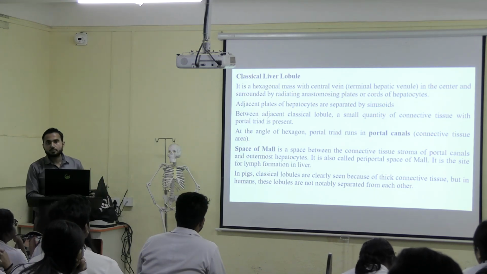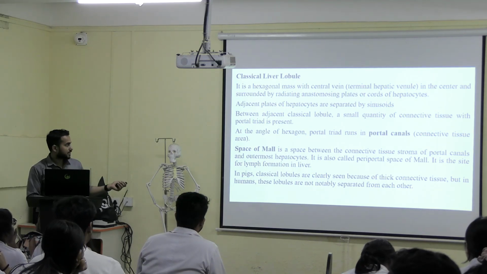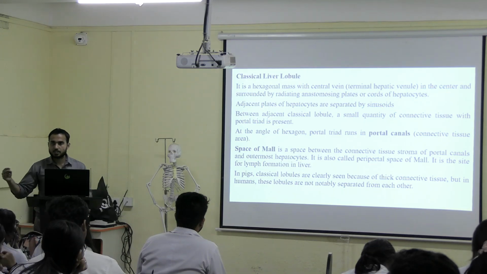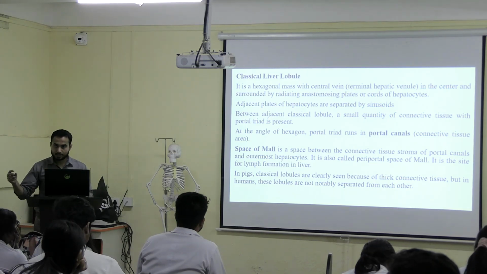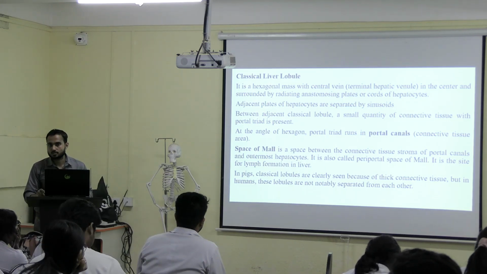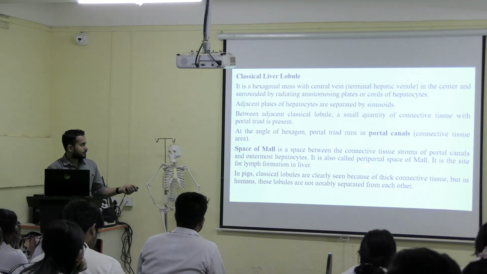Next, another important space related to the classical liver lobule is the space of Moll. Why is it important? Because from that particular space the lymphatics of the liver start. The lymph comes out from here, so this is the part from where the lymphatic drainage of the liver starts. That is the space of Moll, also called the periportal space.